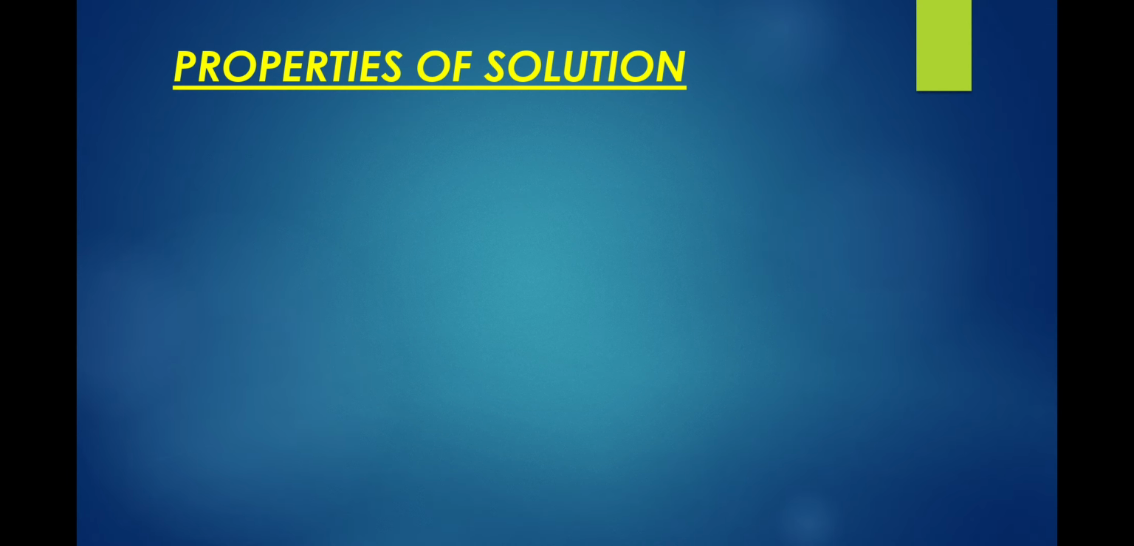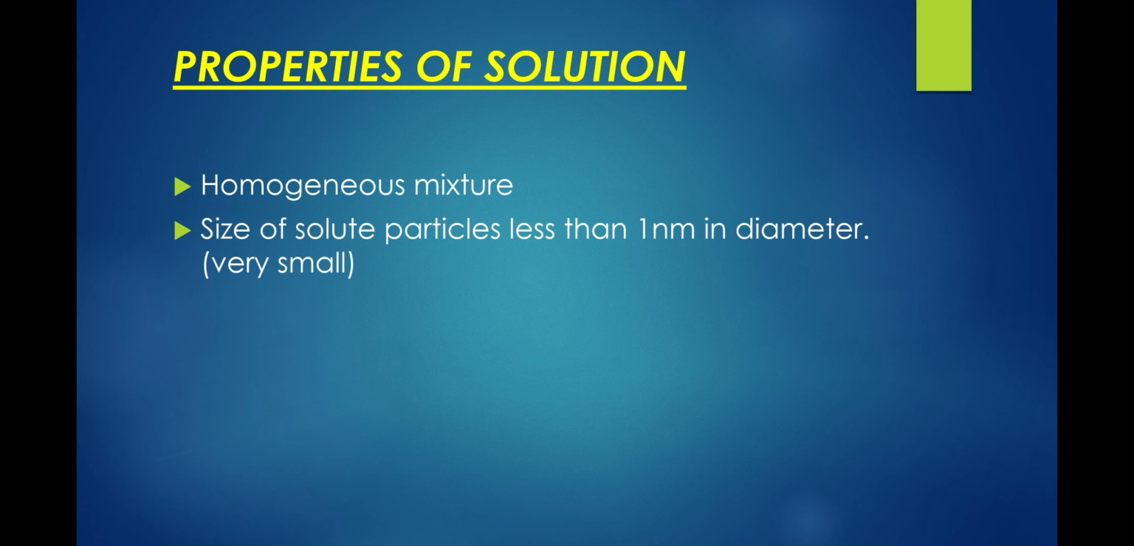Properties of a solution. A solution is a homogeneous mixture. The particles of the solution, that is the solute particles, are very small in size. They are less than 1 nanometer in diameter. 1 nanometer is equal to 10 to the power minus 9 meter. That means these particles cannot be seen by the naked eye.